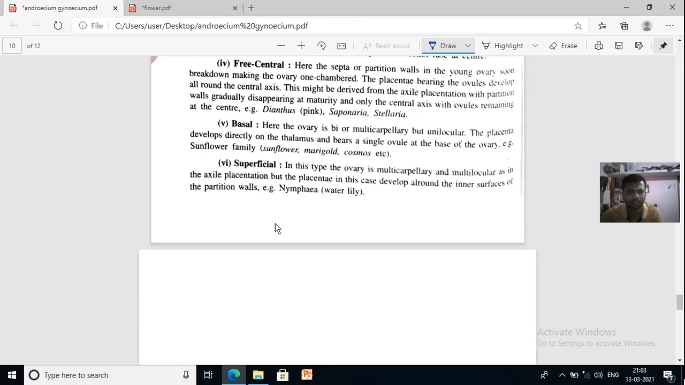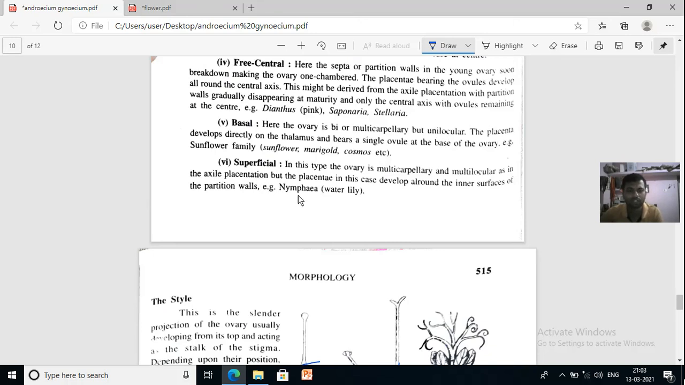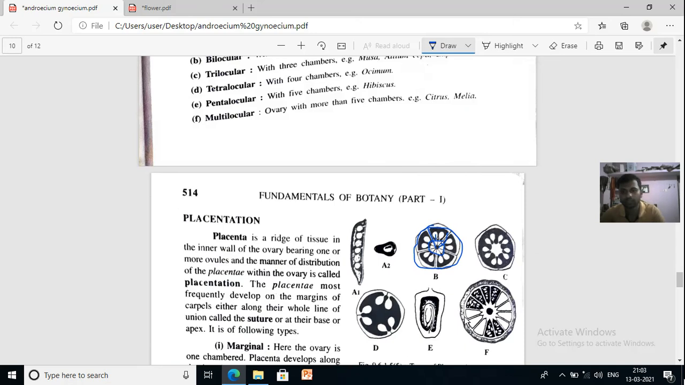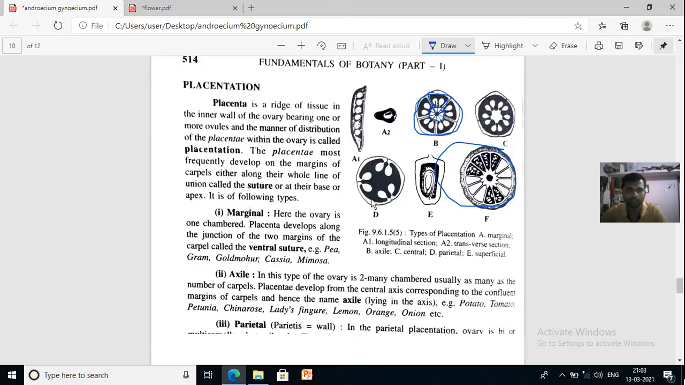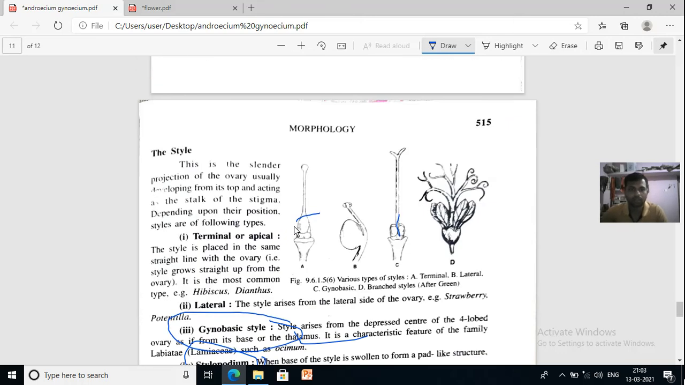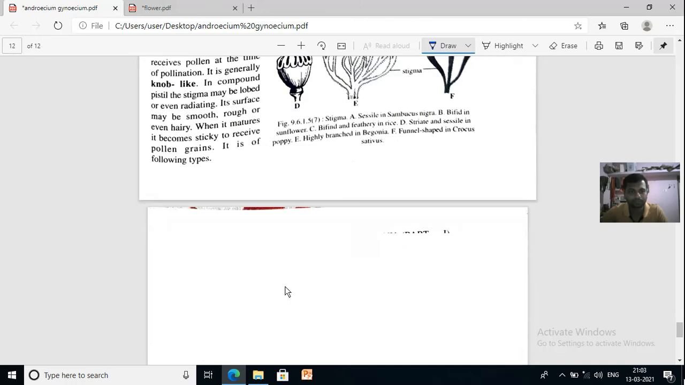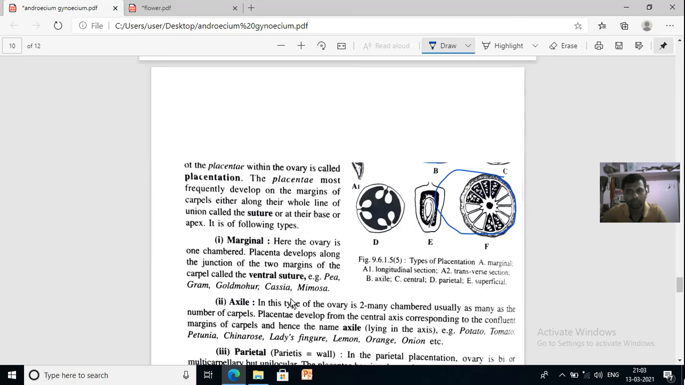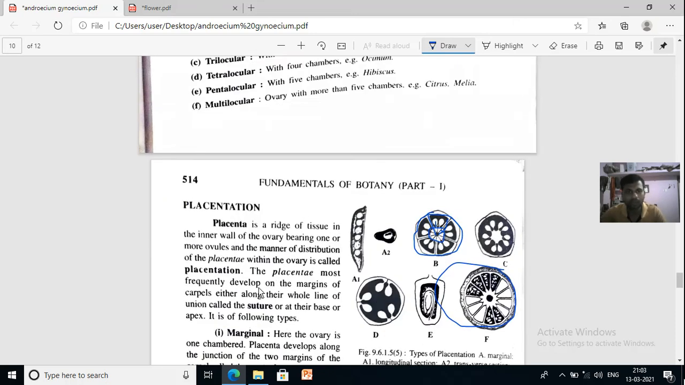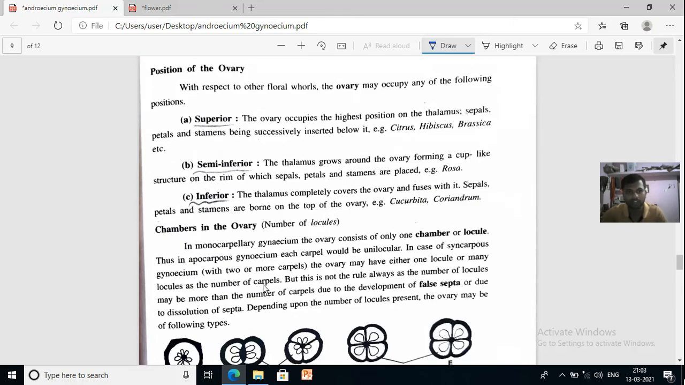Already you have got the figure. Then superficial: in this type the ovary is multicarpellary, multilocular as in axial placentation, but the placenta in this case develops all around the inner face of the partition wall. Now this is superficial, and these are not so much important, but always you have to remember these points. Now look at this, all these are about our gynoecium and androecium.